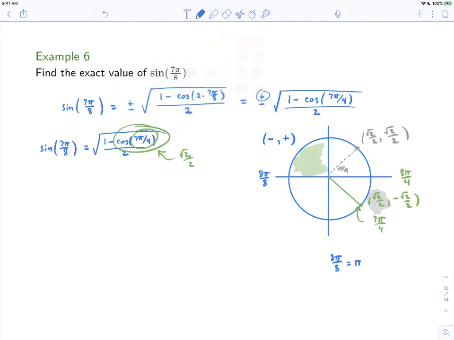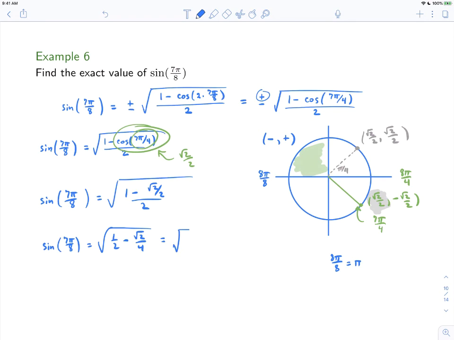So that tells us that sine of 7 pi over 8 is equal to the square root of 1 minus the square root of 2 over 2, divided by 2. We can simplify this. Sine of 7 pi over 8 equals, so what is this? This is going to be the square root of 1/2 minus the square root of 2 over 4. Or if you want to give those a common denominator, that will be 2 minus the square root of 2 over 4. And the square root of 4 is 2, so we can write this as the square root of 2 minus the square root of 2, all divided by the square root of 4, which is 2. And there's your answer.